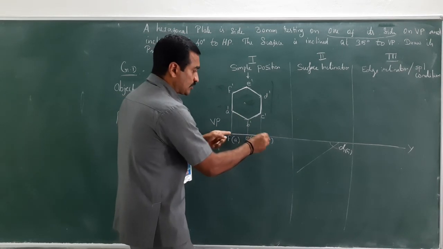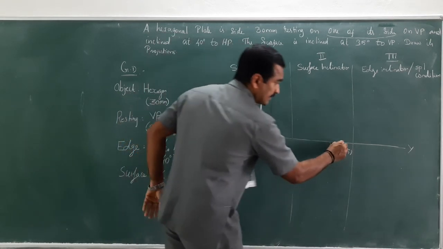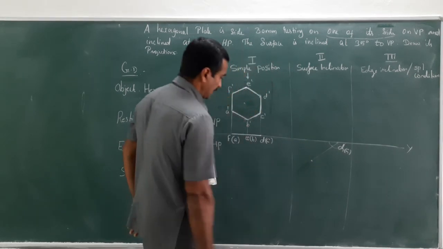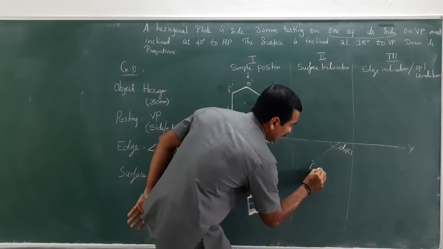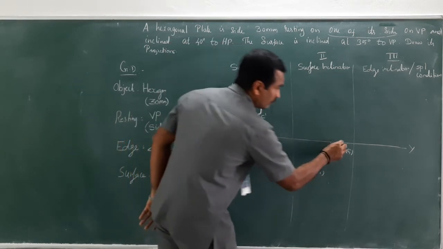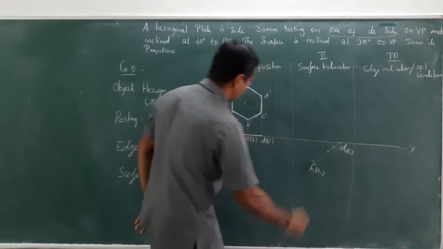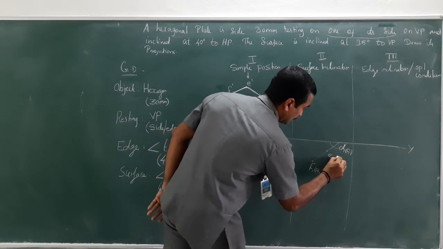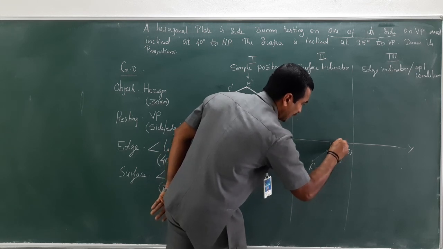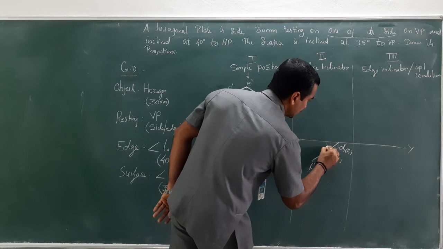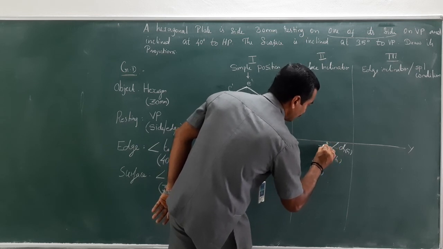Now measure the distance between F and D. D is here, cut an arc here. Then remove the unwanted lines. And this could be F1 and A1. Measure D to E, cut an arc. And this could be E1 and B1. Draw a dark line. And the inclination is 35 degree.